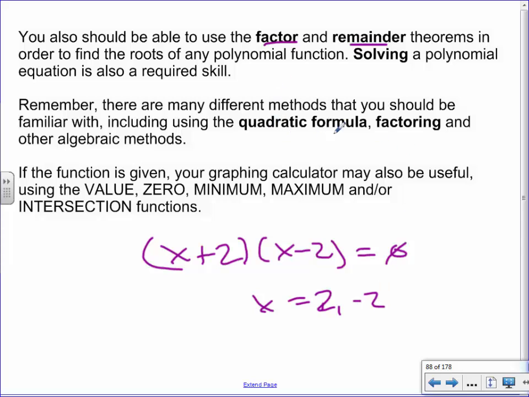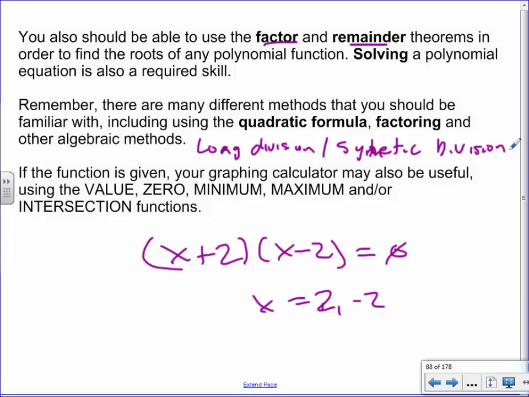Okay? You should know how to use the quadratic formula and regular factoring. I should add to this list, you should also know how to do long division or synthetic division. Right, those are some skills that hopefully you know how to use.